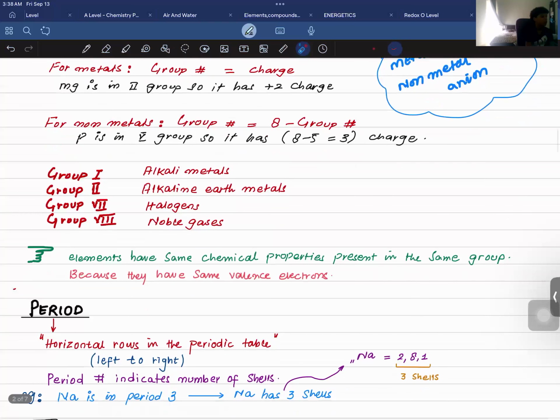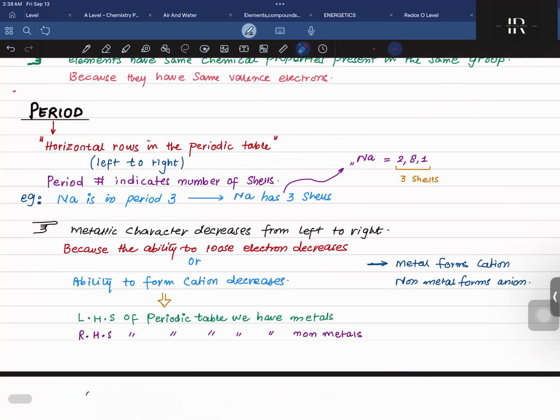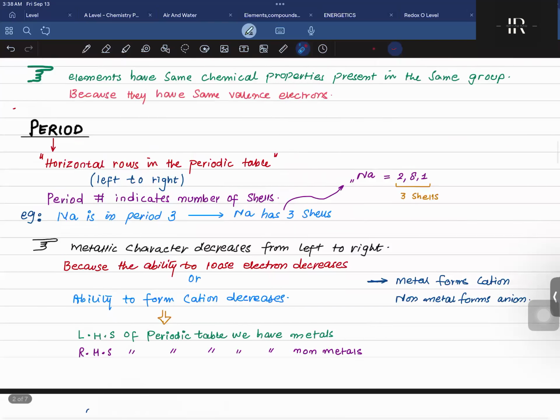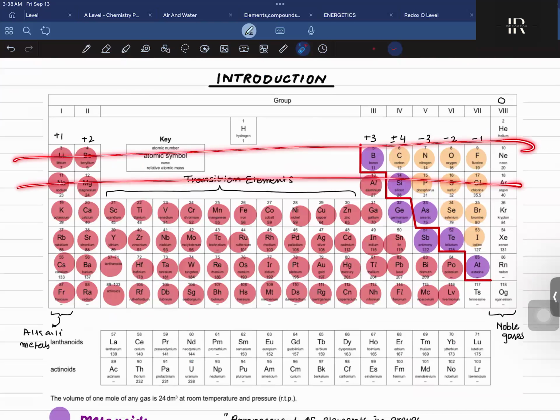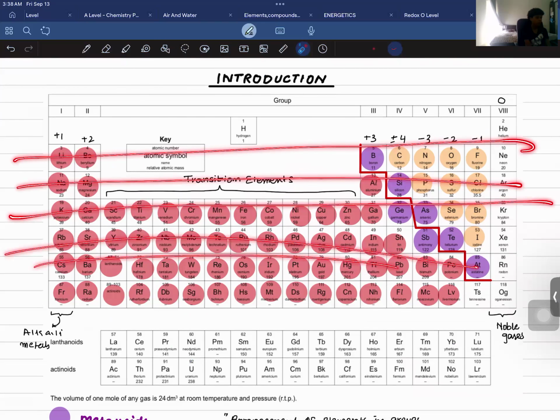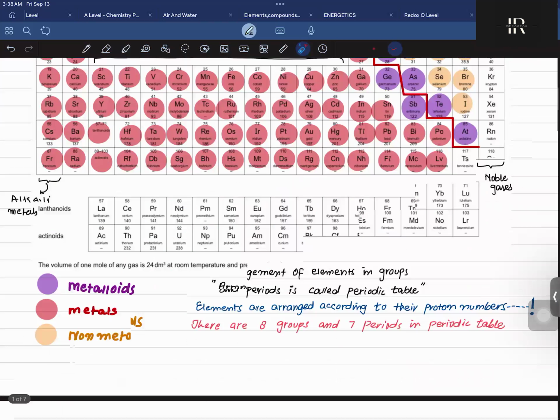Then we have the period number. A period means the horizontal rows in the periodic table, from left to right. Like, see this horizontal row. This is one, this two, three, four, five, six, seven. These horizontal rows from left to right are periods.